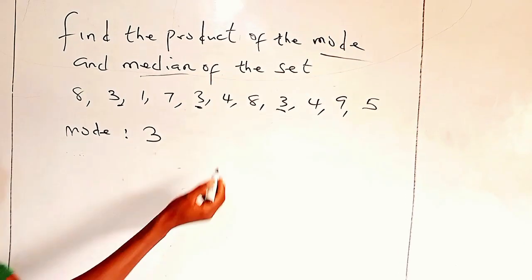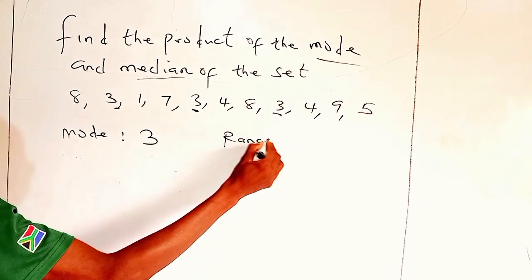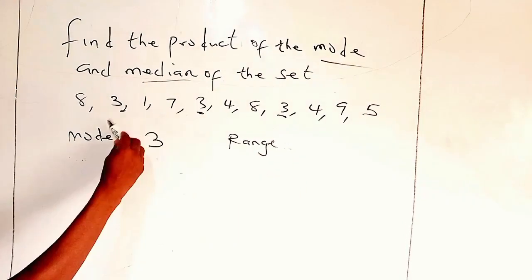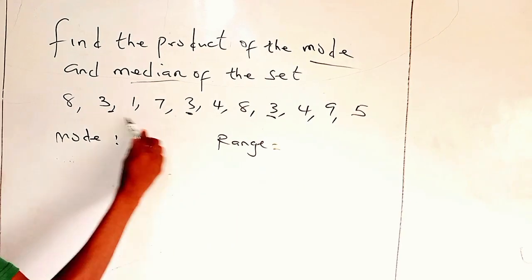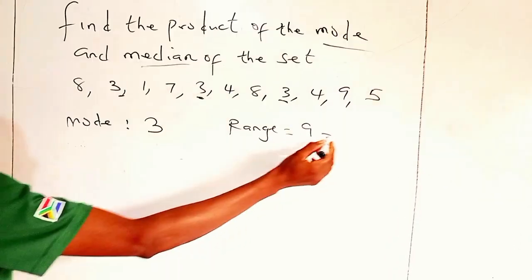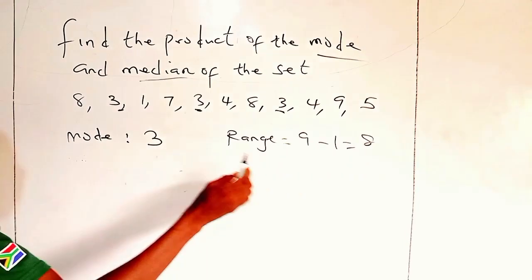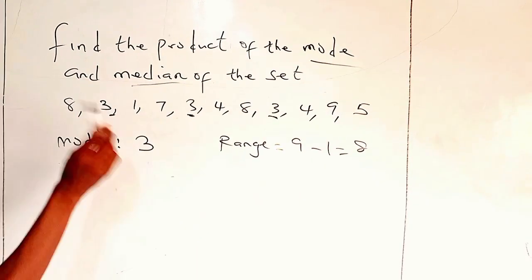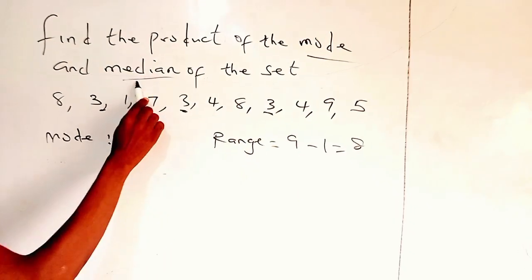Okay, so a quick tutorial. If they ask us to look for the range, it is just the difference between the highest number and the lowest number. The highest number here is 9 and the lowest number here is 1. So 9 minus 1 is the range. But the instruction says we should look for the mode, median, and find the product.